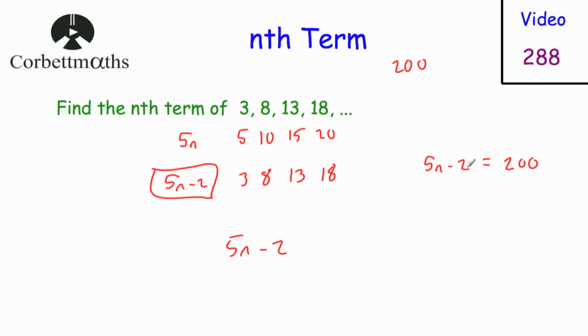So if we had 5n minus 2 equals 200, we would add 2 to both sides to get rid of the minus 2. We're left with 5n, and on the right-hand side we've got 200 add 2, which is 202. Now we don't want 5n, so let's divide by 5 on both sides. That gives us n, and 202 divided by 5 is 40.4. As that's not a whole number, that means 200 is not in the sequence. Because it's 40.4, it's not the 40th term and it's not the 41st term. So 200 is not a term in the sequence.